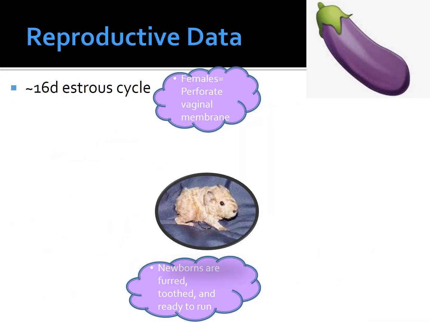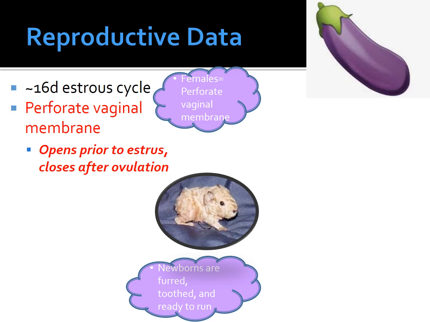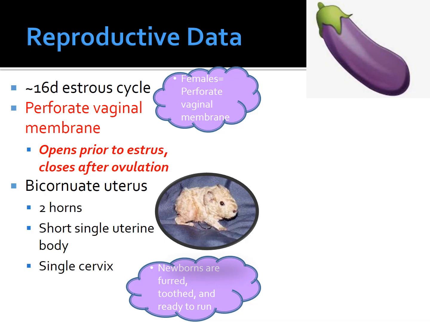Their estrous cycle is about 16 days. Interestingly, they have a perforate vaginal membrane, an actual membrane over the vagina that opens just prior to estrus and closes after ovulation. They are the only animal that we will study this term that has that. They have a bicornate uterus, just like the other rodents.